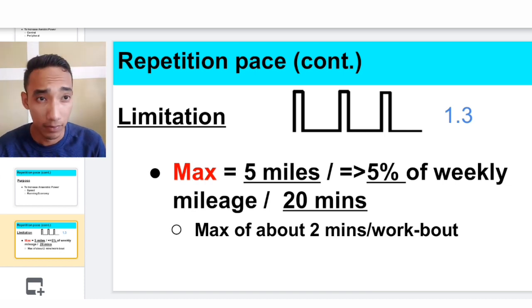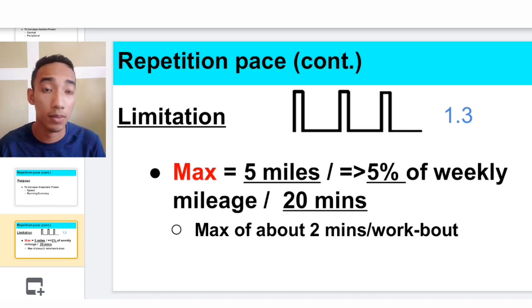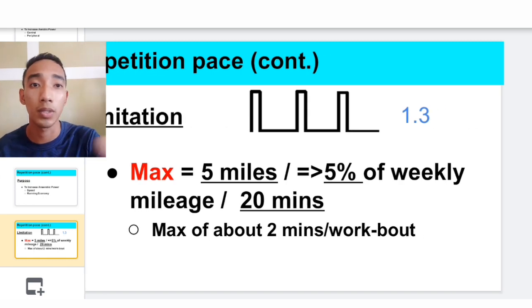That equals 5% of your weekly mileage; with 100 kilometers per week, that will be 5K. That is the maximum repetition workout per session, or 20 minutes, whichever comes first. So a maximum of about 2 minutes per workout. The best runners can do 2 minutes per 800 meters at repetition pace. It is a mile race pace, so you should not go beyond 2 minutes per workout.